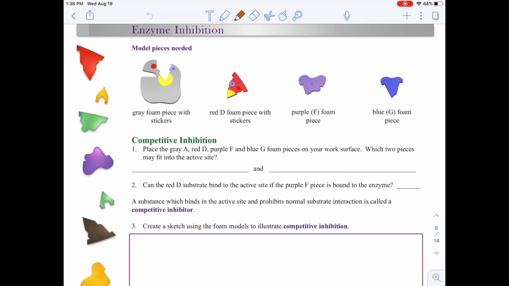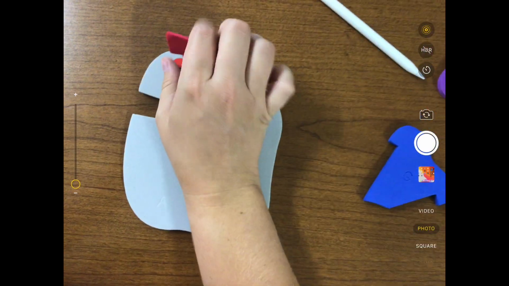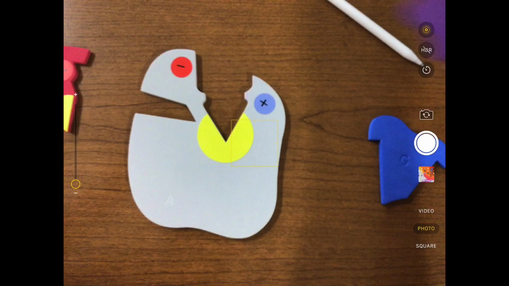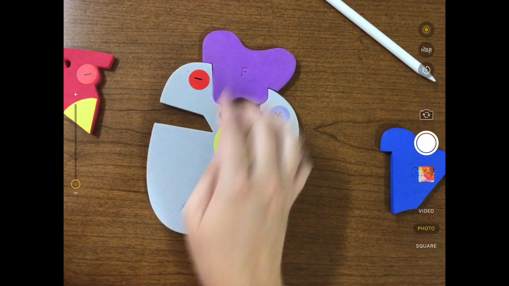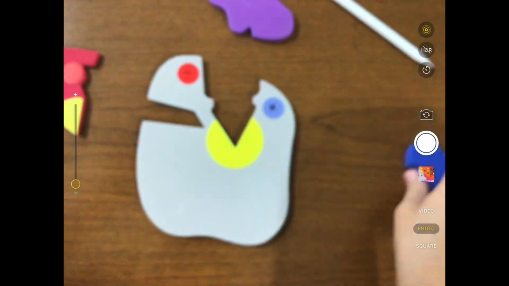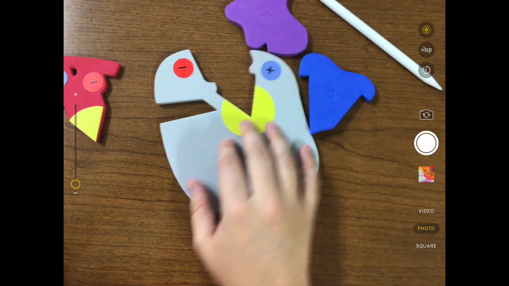Enzyme inhibition. Competitive inhibition. Place the gray A, red D, purple F, and blue G foam pieces on your workspace. Which two pieces may fit into the active site? Well, let me show you. I've got, boom, we know that fits. Red is good. And then purple fits as well. It's a little different, we'll talk about that, but it fits in the active site. But my blue does not fit in the active site. It doesn't fit.